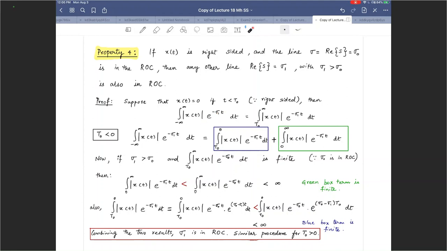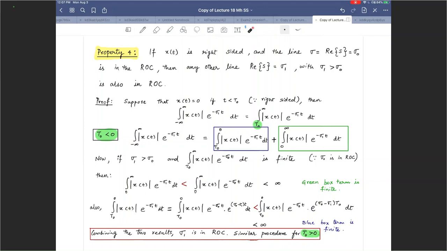We are looking at the existence of the Laplace transform for sigma equals sigma 1. We can write this using the property of right-sided signals. We can adjust the lower limit of the integration to be t sub 0 to infinity, absolute value of x of t e to the minus sigma 1 t dt. Now what is going to happen for t sub 0 less than 0? This guy right here could be less than 0 or could be greater than 0. For less than 0, we are going to prove this, and then for greater than 0, we can also prove it, but with a similar procedure, which we are not showing here.